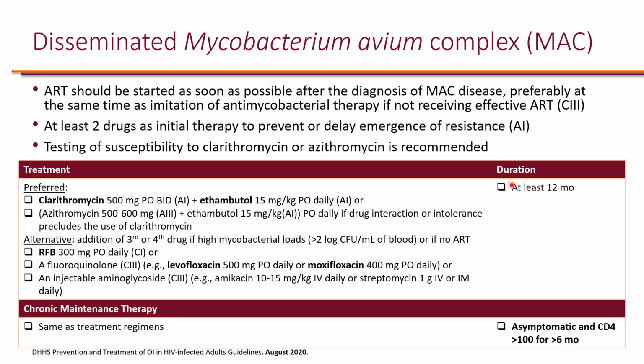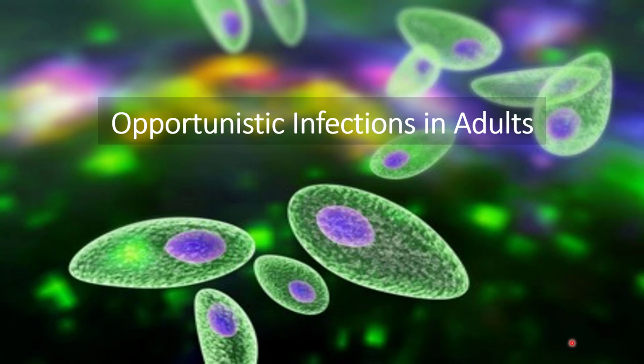And then the treatment for MAC is at least 12 months. And then once you finish treatment, you just continue for secondary prophylaxis, or you can call it chronic maintenance therapy, until not only the patient is asymptomatic, but you want to make sure the CD4 is greater than 100 for at least 6 months. This concludes this presentation.